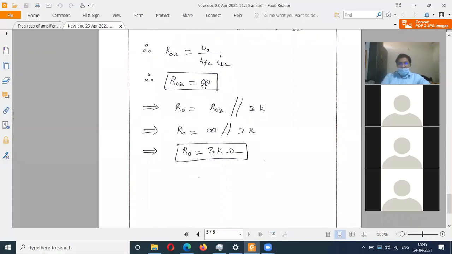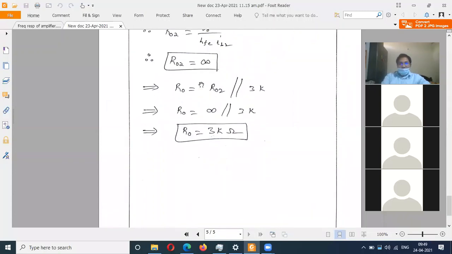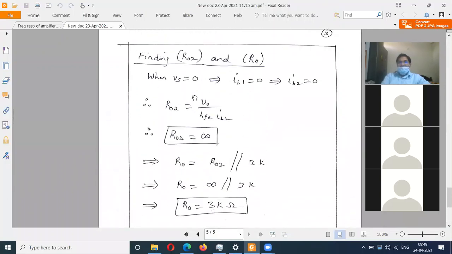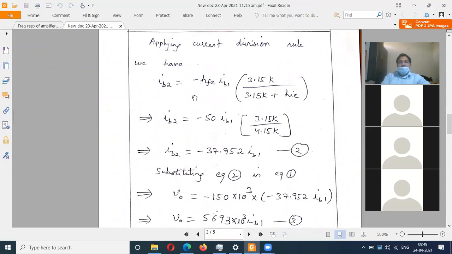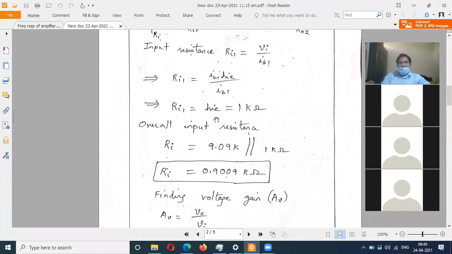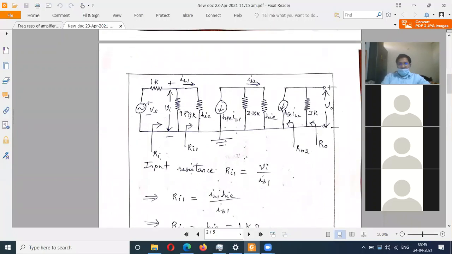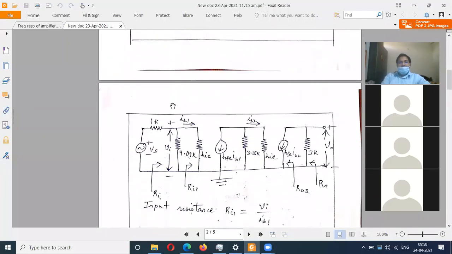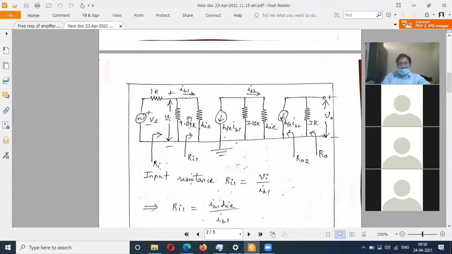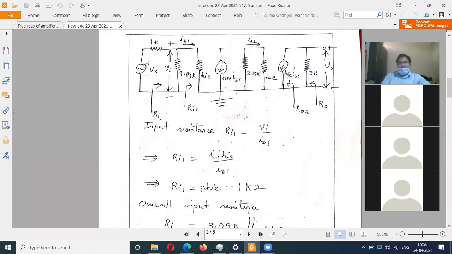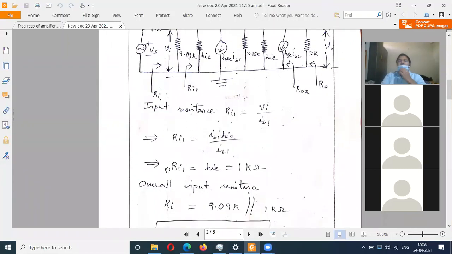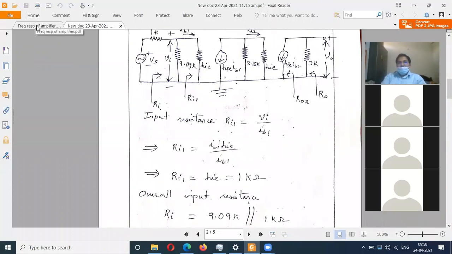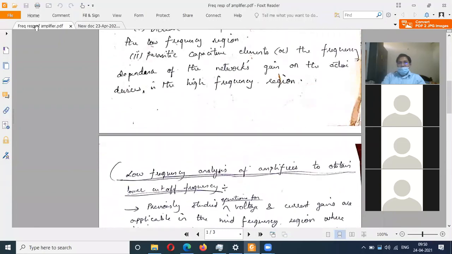The output impedance is very large, almost infinite, neglecting the load, and the input impedance we got is simply the hie, neglecting the internal resistance of the circuit. In simple words, the input resistance of the first stage is simply the hie. All this we have seen, right? The important point I want to tell is that so far, whatever analysis we did is for the mid-frequency region.